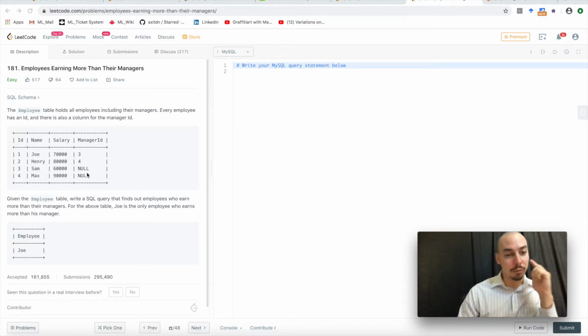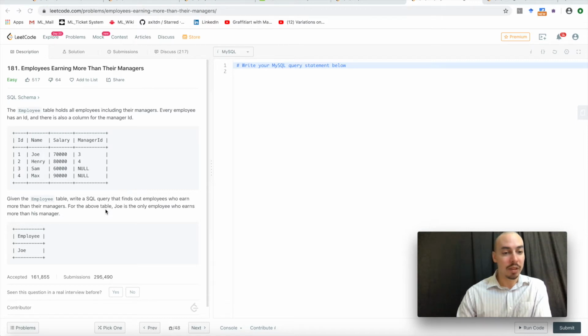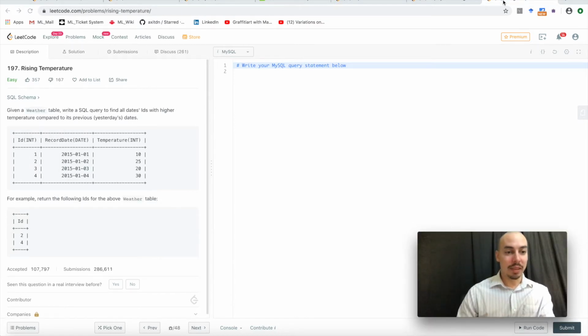Okay, so let's walk back on this one. If you have a manager ID, then that means that person with the ID is your manager. So Sam is Joe's manager and Max is Henry's manager. So we get like a 1-to-1 situation in this table. So given the Employee table, write a SQL query that finds out employees who earn more than their managers. For the above table, Joe is the only employee who earns more than his manager. Look at Joe, he has 70 and his manager Sam has only 60. So we return Joe.